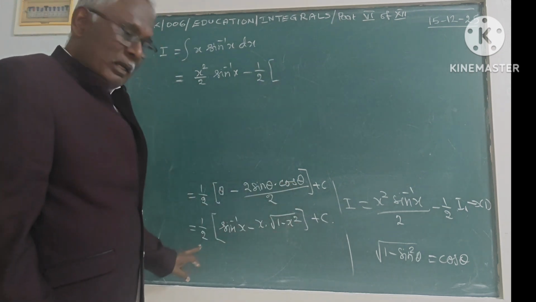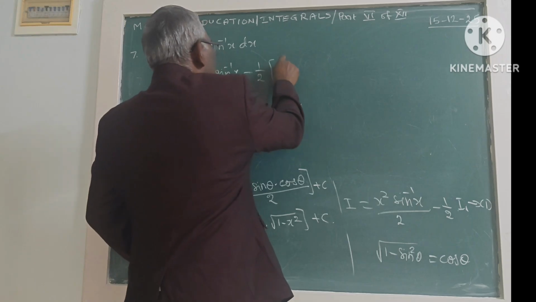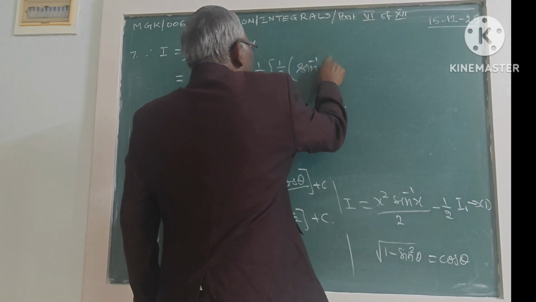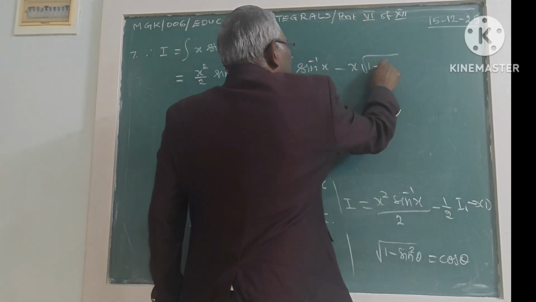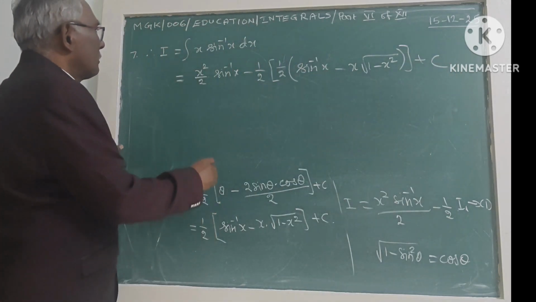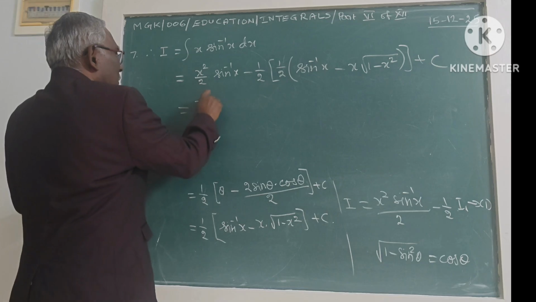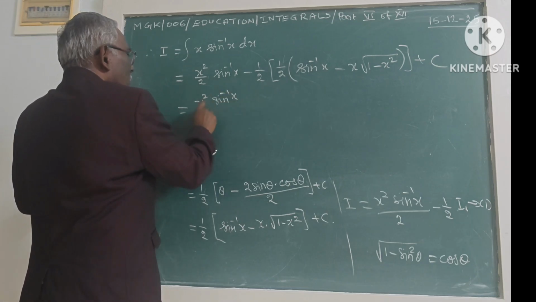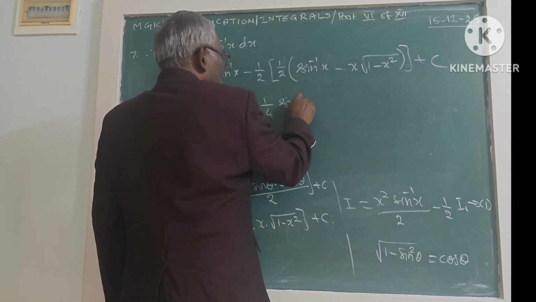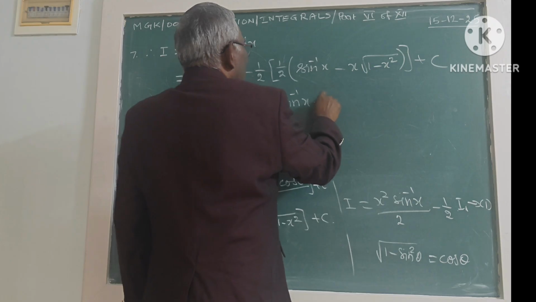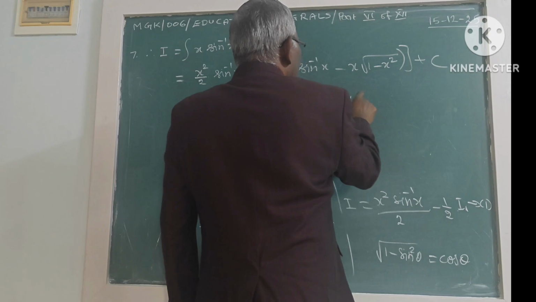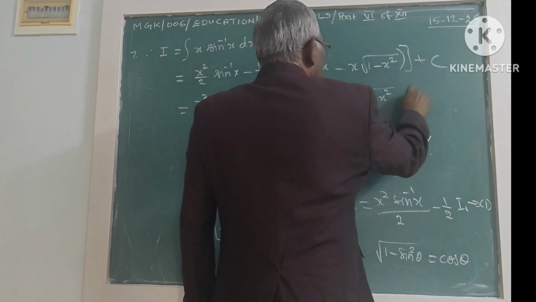So that means we have tried all these values. Again half times sine inverse x minus x into square root of 1 minus x square plus constant. So x square sine inverse x by 2 minus 1 by 4 sine inverse x, minus into minus plus, 1 by 4 x into square root of 1 minus x square plus constant.